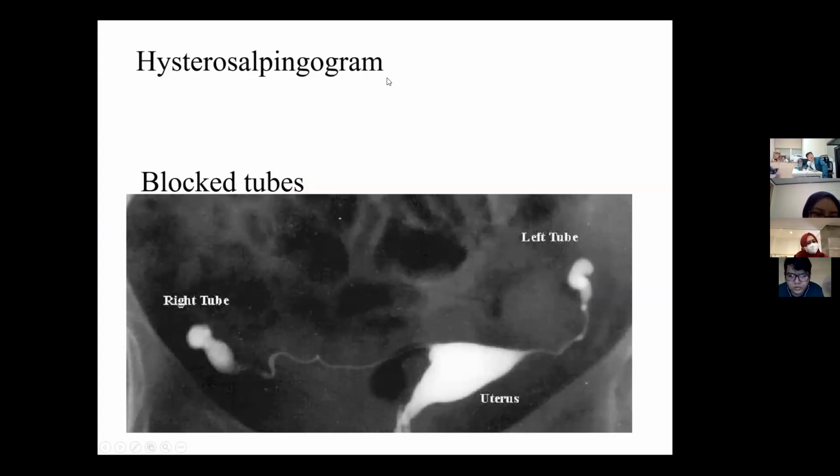HSG, hysterosalpingogram. We inject the dye from the cervix into the uterus, and you can see the small, thin lining. This is the pattern of the two tubes, and the block is here. This is swelling, so the right tube is blocked. And this is the left tube, the fimbrial end is blocked. If the tube is patent, the dye will open up into the abdominal cavity.